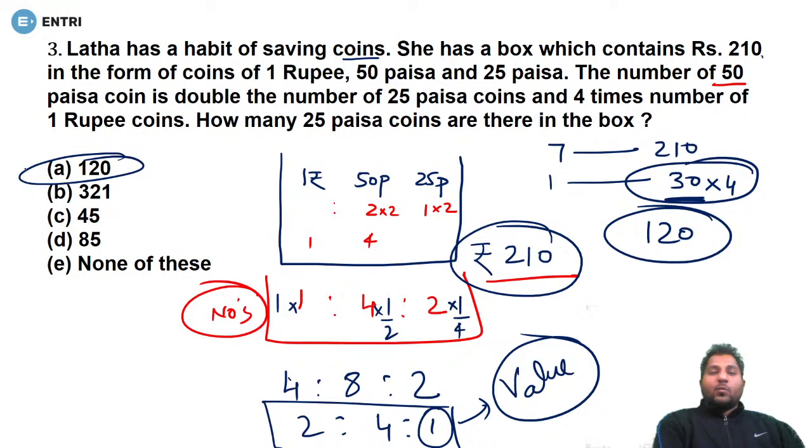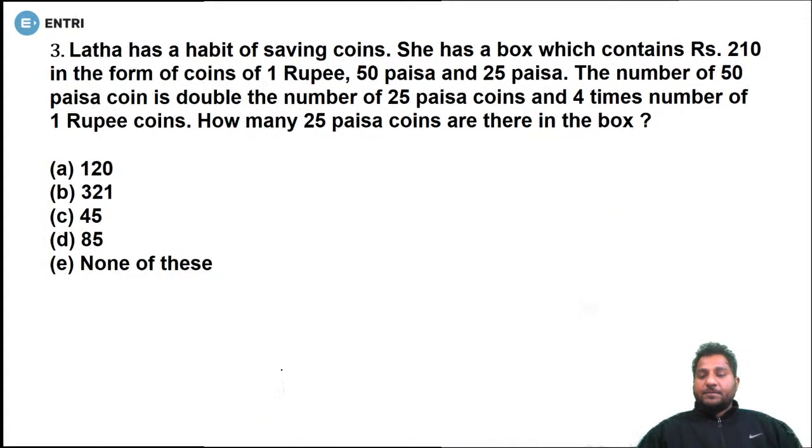The answer is 120, not 60. Rani, are you getting the concept? First we need to convert it in numbers. First we need to find the total final ratio of numbers of the coins, and then we have to convert it into the value. After converting it in value, we will be equating the value with the value ratio. Then we can find out the answer. All right, I hope all of you have got the answer.